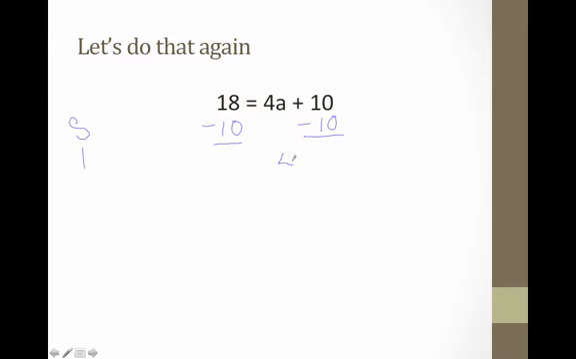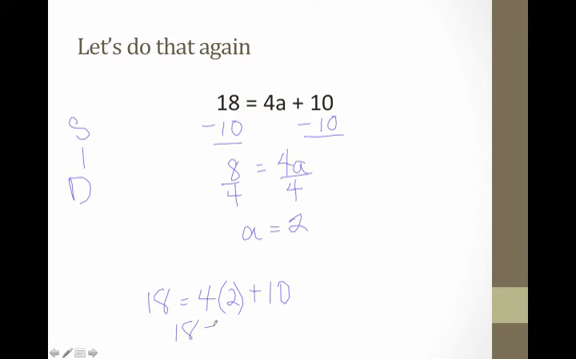And I end up with 4a equals 8. Now I can do the d part of my SID and divide by 4 so that 2 equals a, or a equals 2. Okay, here's my check step. 18, does it equal 4 times, we're replacing a with 2, plus 10? So 18, in fact, does equal 8 plus 10, so I'm good to go on.